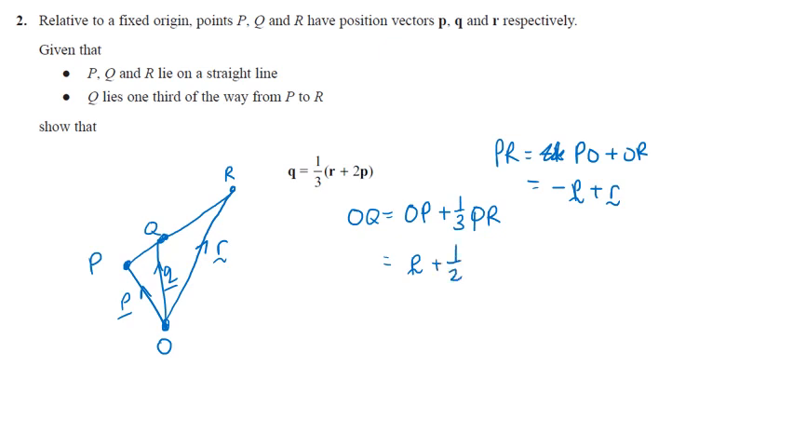Let's put all that back together. So we've got minus P there, and then plus R. So P, and then minus a third P, that's 2/3 of P, and then plus a third R. And if we just take out the factor of a third and reorder these, we've got a third of R plus 2P, which is what we were after.